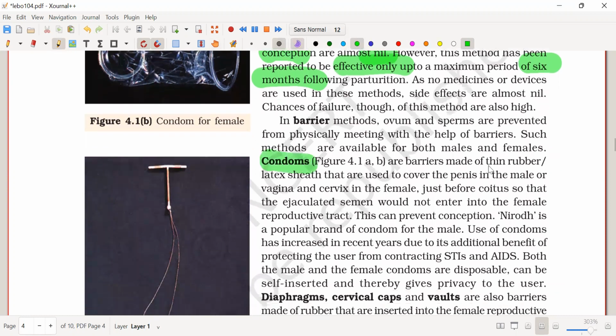Condoms are barriers made of thin rubber latex sheet that are used to cover the penis in the male or vagina and cervix in the female just before the coitus, so that the ejaculated semen would not enter into the female reproductive tract.